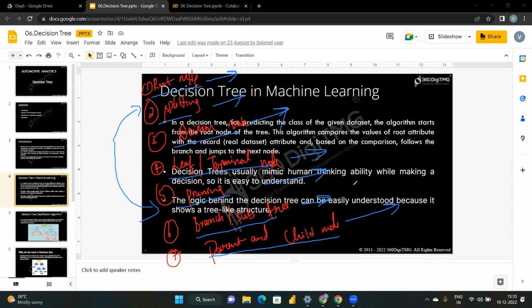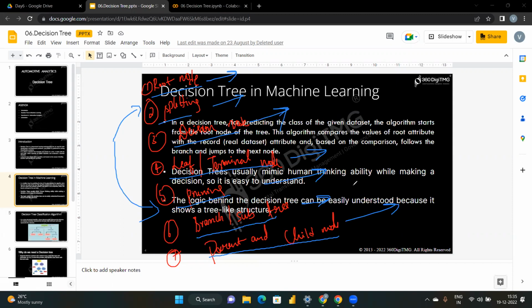Okay, assumptions while creating a decision tree. What are the assumptions we make while using a decision tree? In the beginning, the whole training set is considered as the root. Feature values are preferred to be categorical. If the values are continuous, then they are discretized prior to building the model. And the records are distributed recursively on the basis of attribute values.